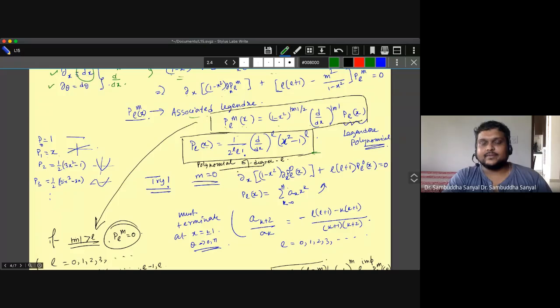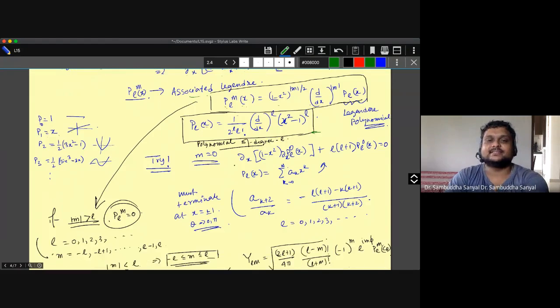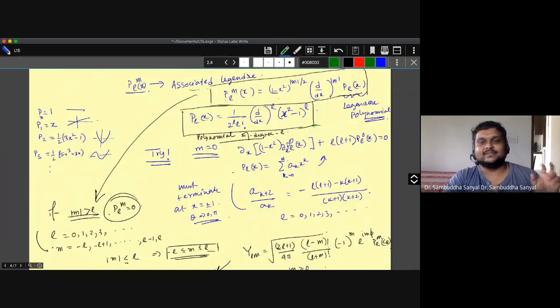So I assume that you don't know this, so that's why I gave this try exercise, which is something very easy for you if you know this. So put m equal to 0, and you get this simple equation, which is a very simple second order differential equation. And then you can try to put a series solution into that.